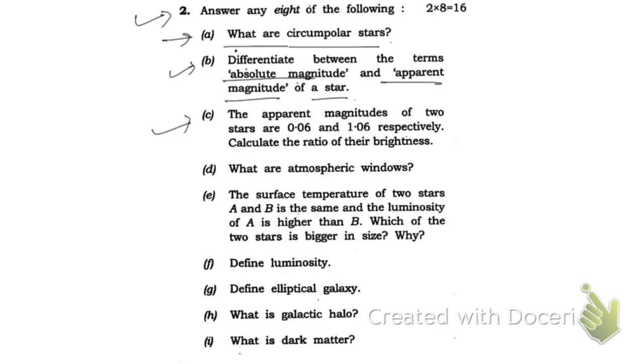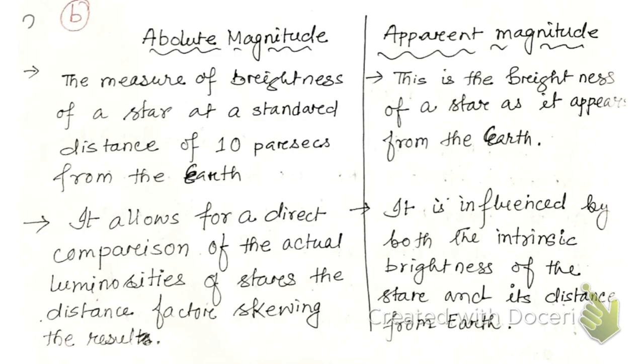So let me show you the difference. Here is the answer to question number 2b. This is the answer, and this is absolute magnitude, so let me correct it, there is a spelling mistake. Absolute magnitude, and this is apparent magnitude. These are the differences in two columns, right? So take the screenshot or just pause the video and note it. Now let's move on to the next question.